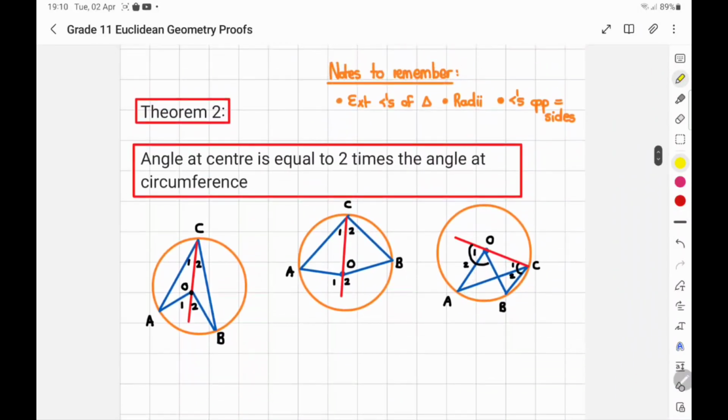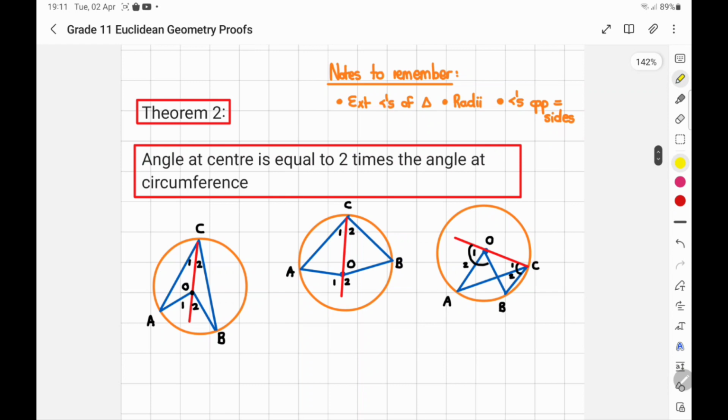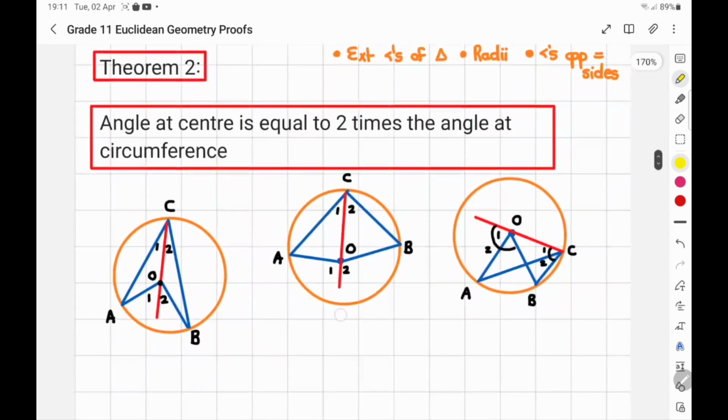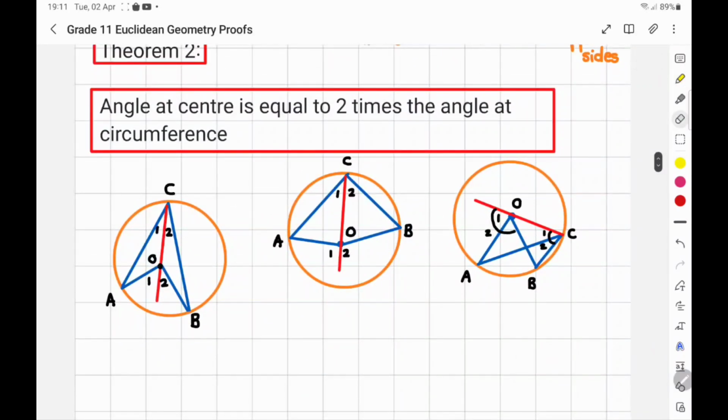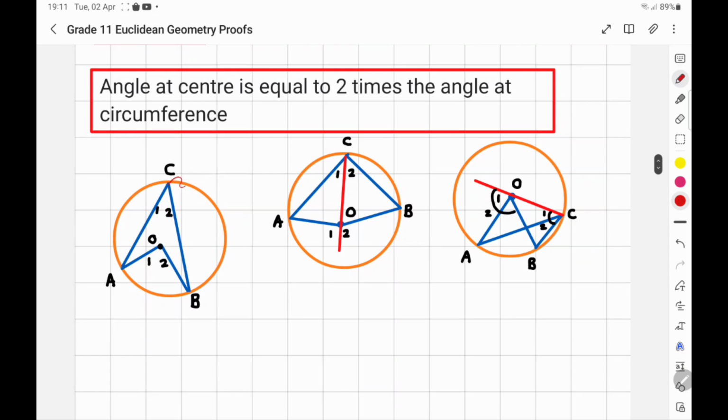Okay, let's look at Theorem 2. They will ask you to use the diagram below to prove that the angle at center is equal to 2 times the angle at the circumference. Very important, this red line over here, I've added in. They would not give you this red line. You are going to add it in, and we're going to say, let me just add it over there.